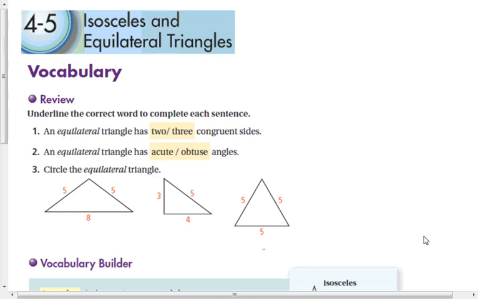In this lesson, we are going to use and apply properties of isosceles and equilateral triangles. Go ahead and do the vocab here. I'll check back with you.